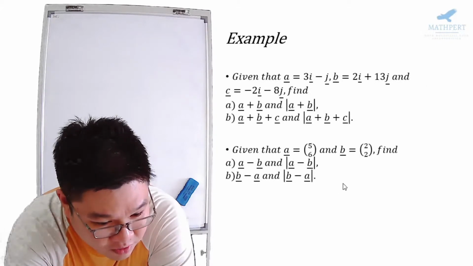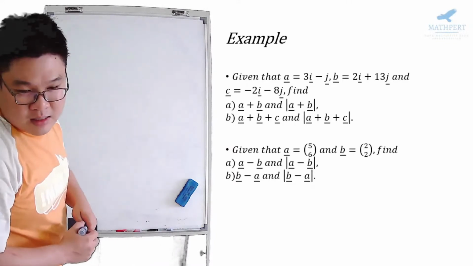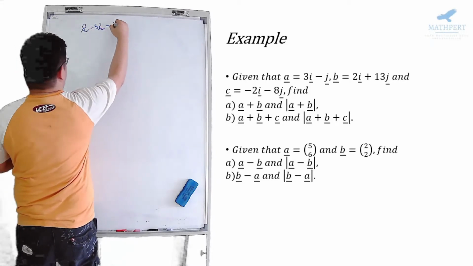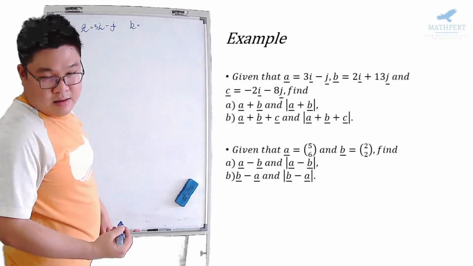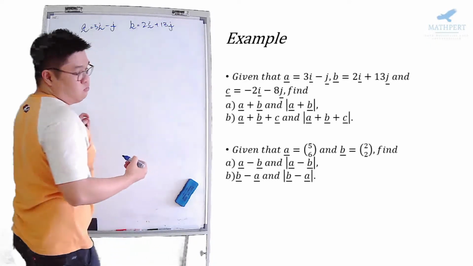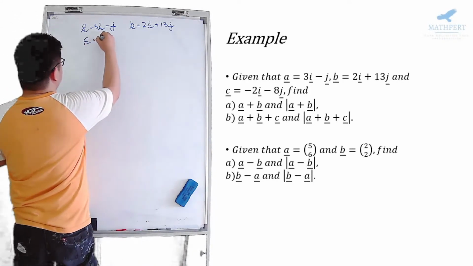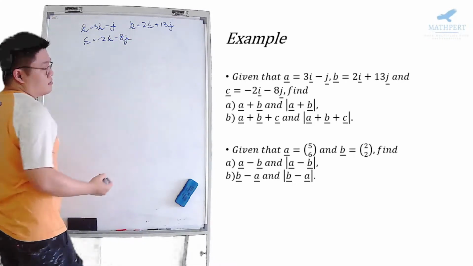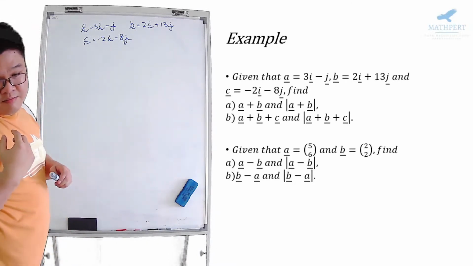Example. Given that A is equal to 3i minus j, B is equal to 2i plus 13j, and C is equal to minus 2i minus 8j. Find A plus B and the magnitude of A plus B.